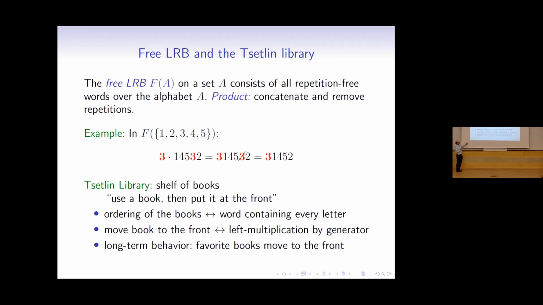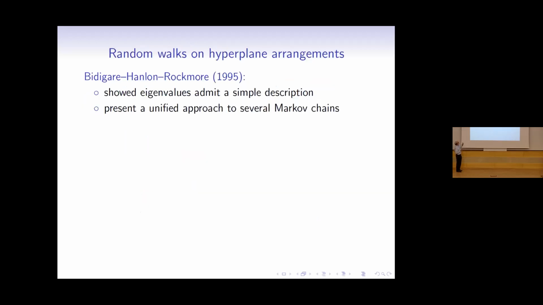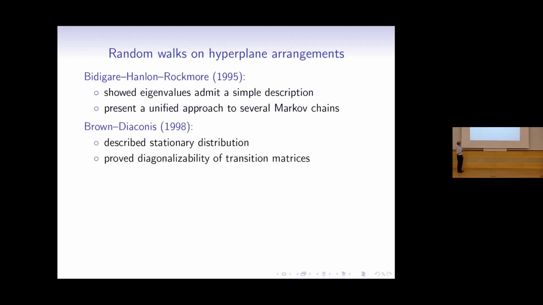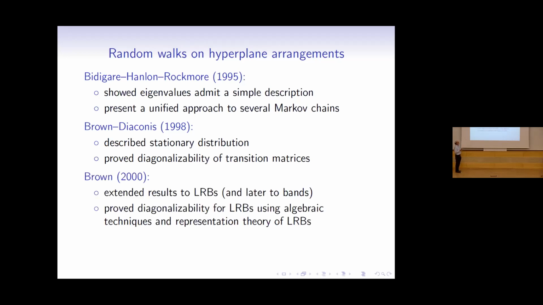This has been studied before, but then you have this paper by Bidigare, Hanlon, and Rockmore, who use the representation theory of left regular bands to get the kind of things that you want to know about when you're studying Markov chains. Brown and Diaconis generalized this and proved a lot more. I won't get into the details of the random walk theory. Those of you familiar with random walks can see that this is a nice thing to do, and you get very nice answers.